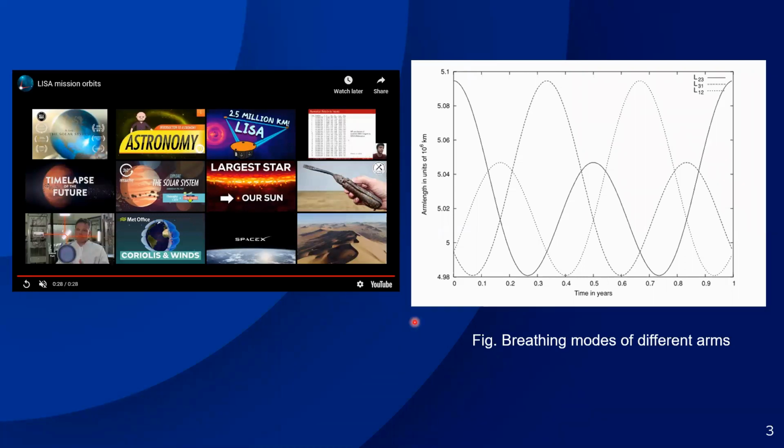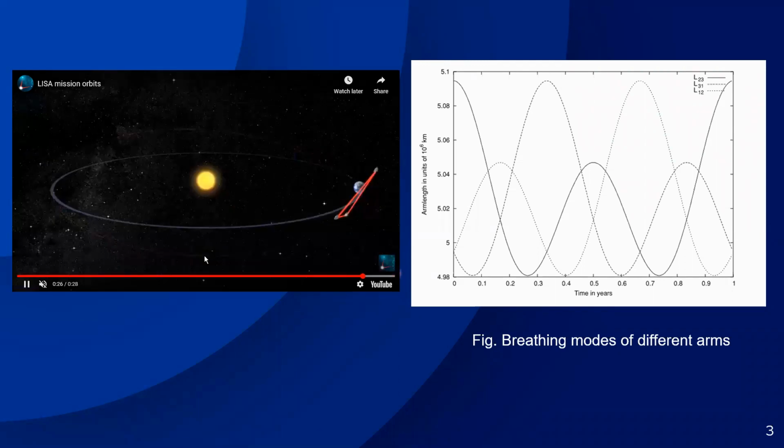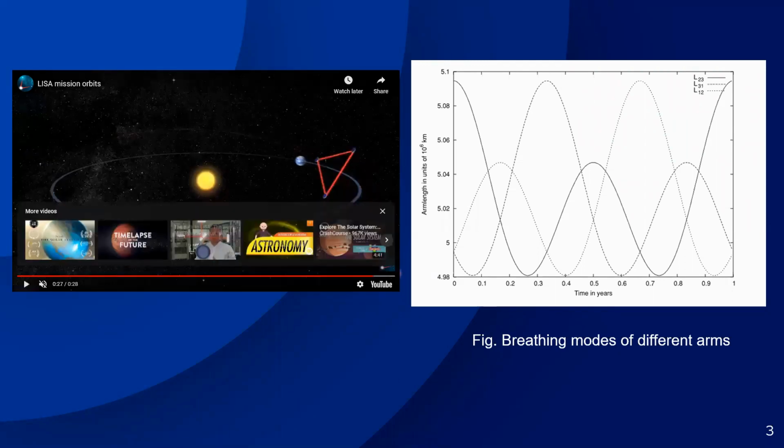After 3 rotations you will get the full 360 degrees. And these are the breathing modes. What happens is basically there is a flexing. Flexing means the length of the arm changes over time. Suppose this is the L23 distance, the distance between the 2nd and 3rd spacecraft.